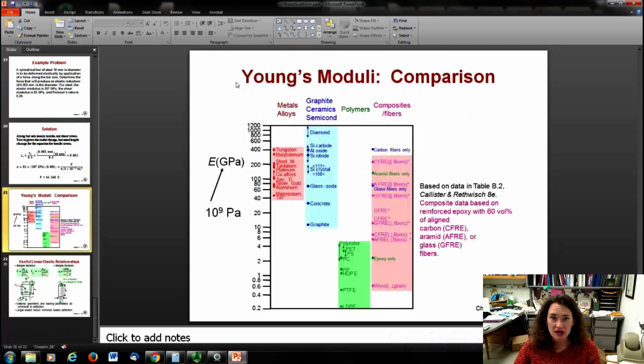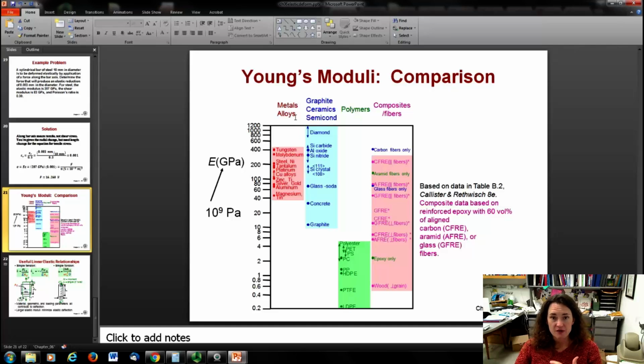We've been talking a lot about our elastic or our Young's modulus, so let's just look at a comparison of different kinds of materials and how those moduli compare. So remember, your elastic or your Young's modulus is kind of how stiff your material is. It's related to the material stiffness or how resistant it is to an applied stress. So going up here, you have stiffer materials that are more resistant to change.